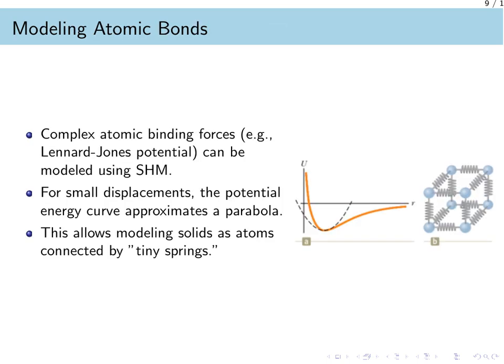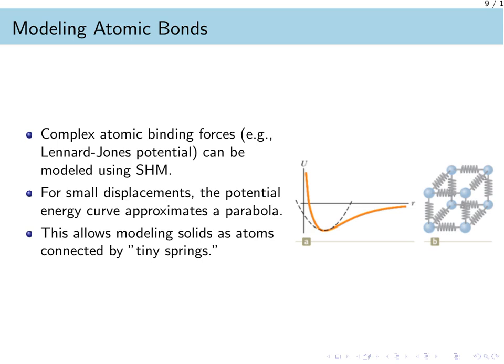The concept of simple harmonic motion is not just for springs. It is a powerful tool for modeling atomic bonds. While the actual forces between atoms can be complex, such as those described by the Lennard-Jones potential, they can be simplified for small displacements. If an atom stays near its equilibrium position, its potential energy curve looks very much like a parabola. This approximation allows scientists to model solids as a lattice of atoms connected by tiny, invisible springs.